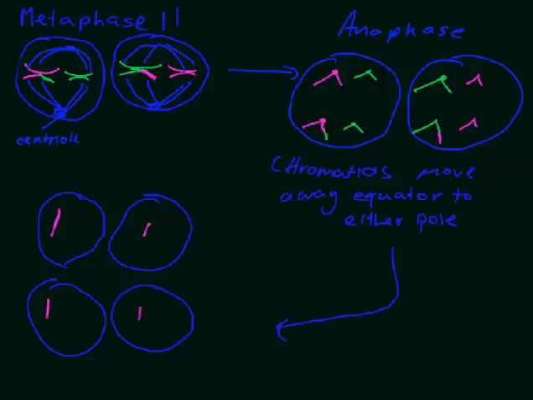And we'll put in the green, and a little bit of pink. Okay, so we've produced our four daughter cells, and it's important again to note that they are not identical to each other. So 4 daughter cells, and they're not identical.